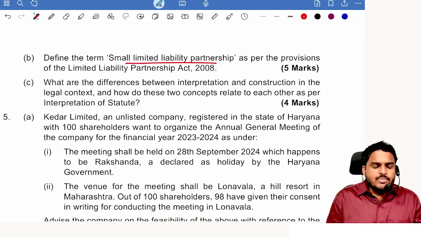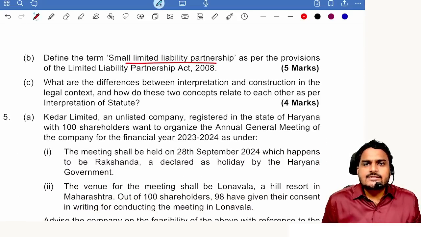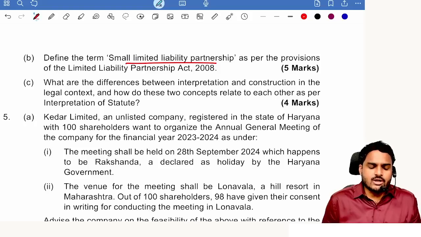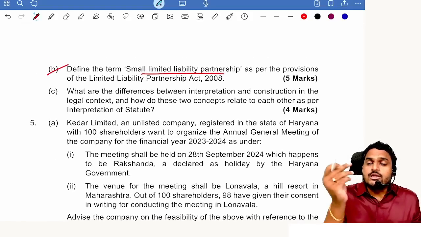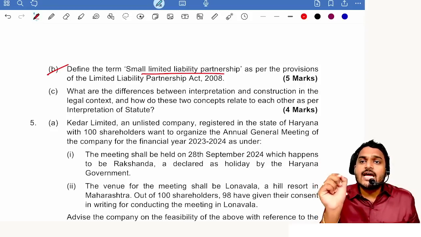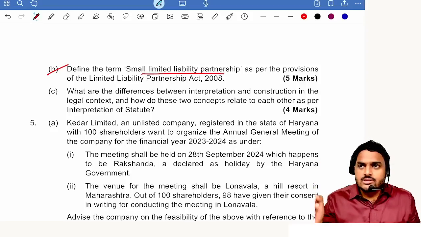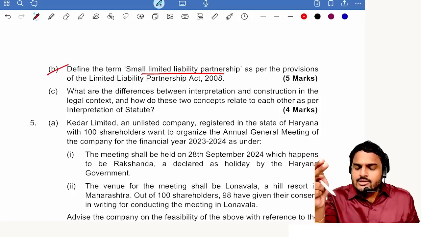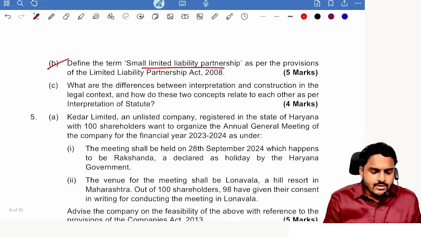A small LLP, come on, tell me limits. Contribution up to 25 lakhs, turnover up to 40 lakhs. Right, complete definition. I'm just telling you, the third point is there: or which meets eligibility criteria as prescribed by the government. Remember, you have to write 3 points. If you write 2 points only, then you may get 3 marks only. 3 points you need to write.